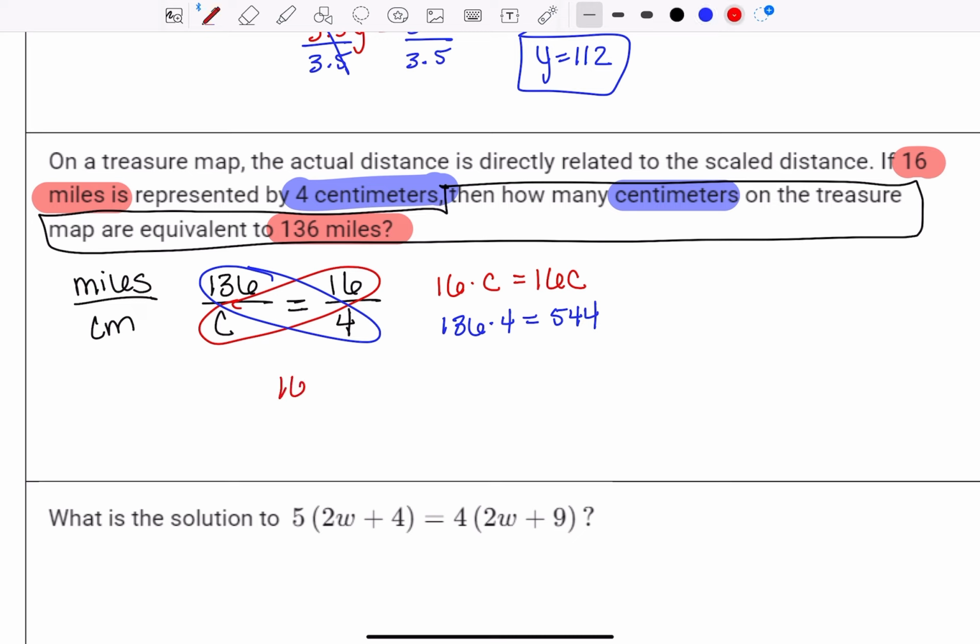So then you have 16C is equal to 544. So then you divide by 16, divide by 16. And then when you do that, it's going to give you C is equal to 34.